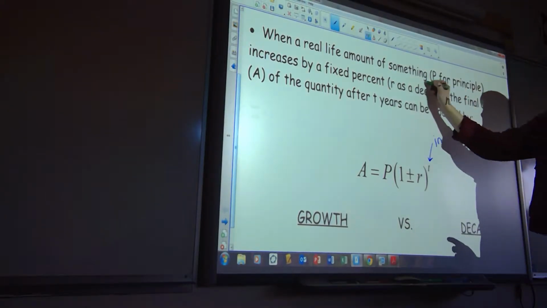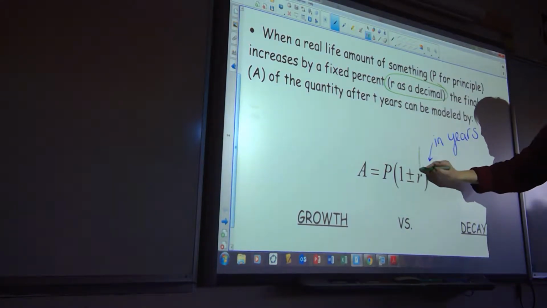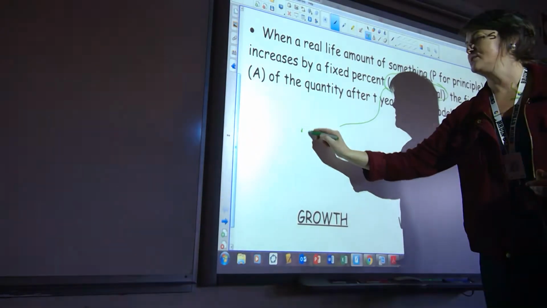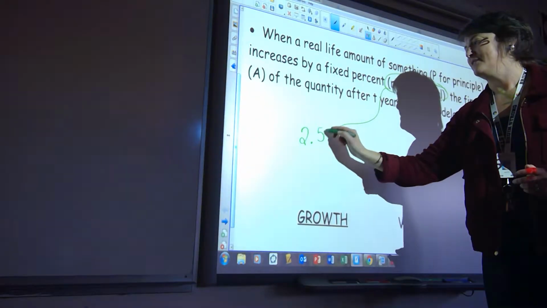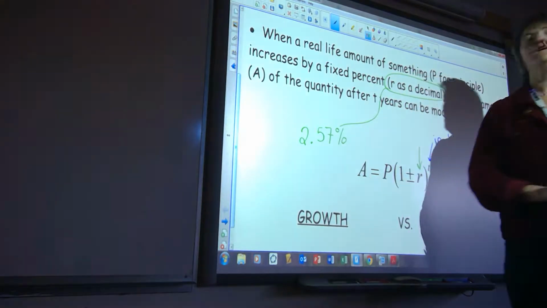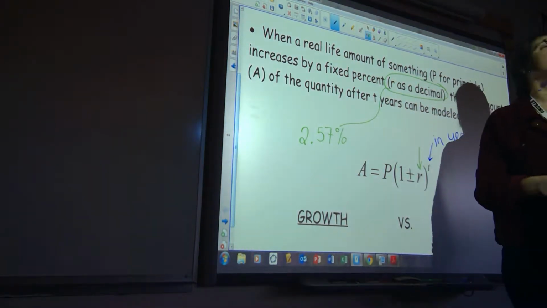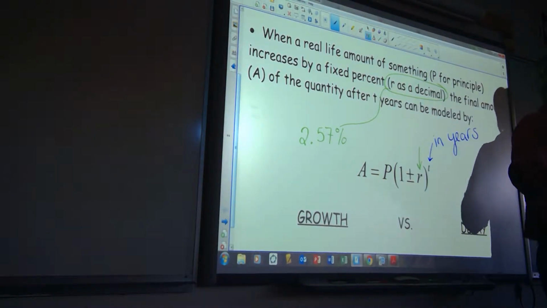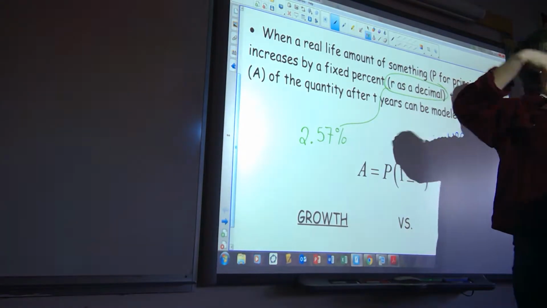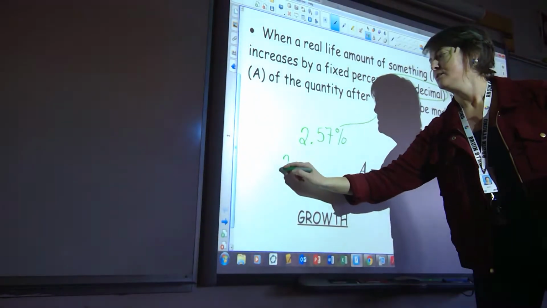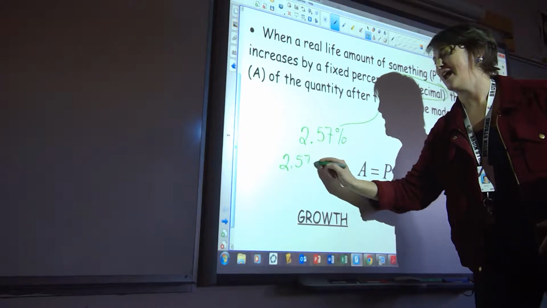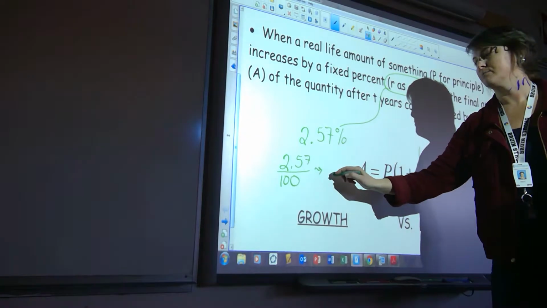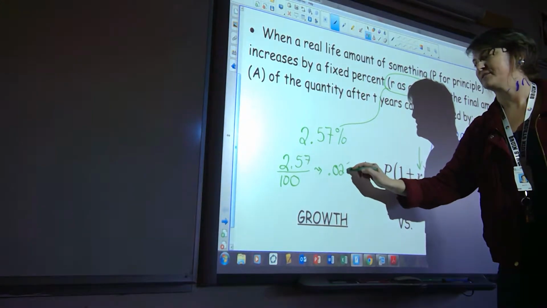Let me clarify what this means, r as a decimal, okay? What that really means is if I say 2.57%, sure, that has a decimal point in it. That's not what I mean by as a decimal. What I mean is as a portion out of 100. So if you were to write this as a portion out of 100, it would be 2.57 out of 100. And so then it becomes 0.0257.